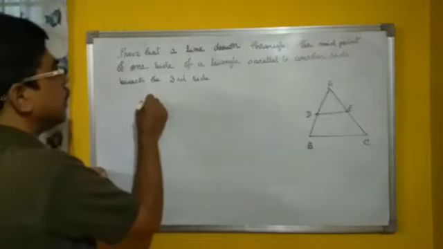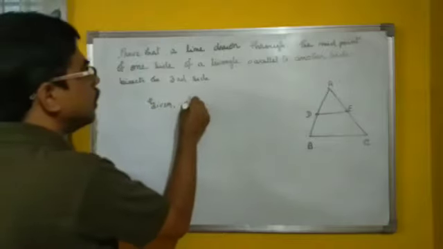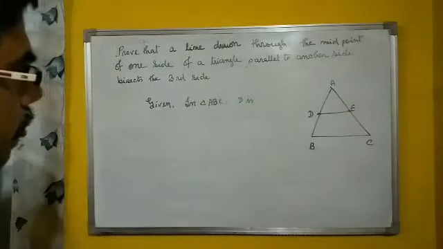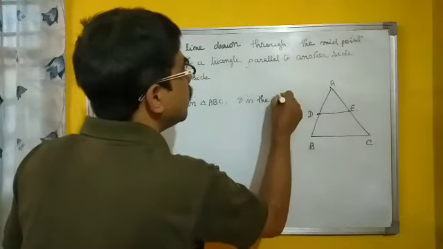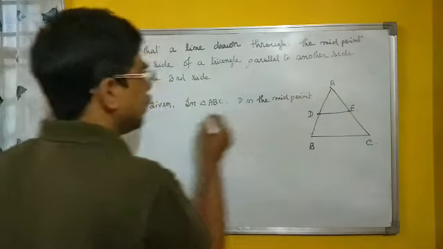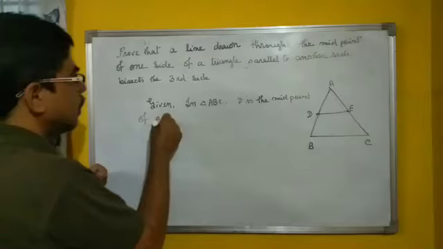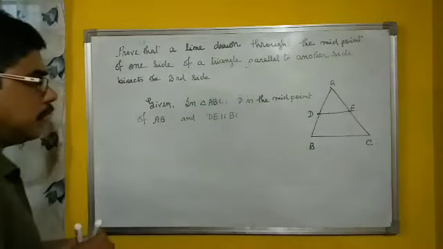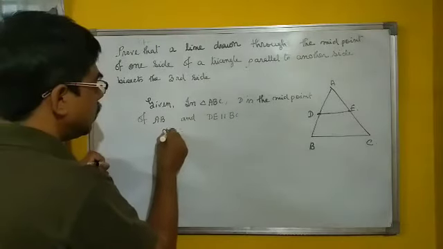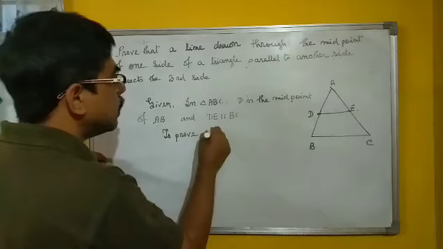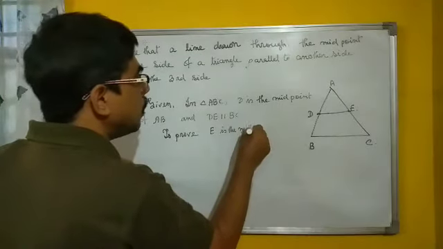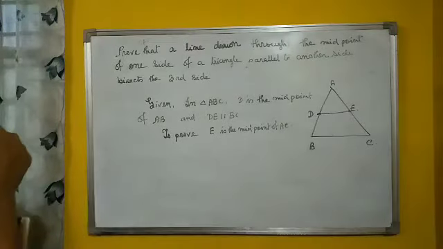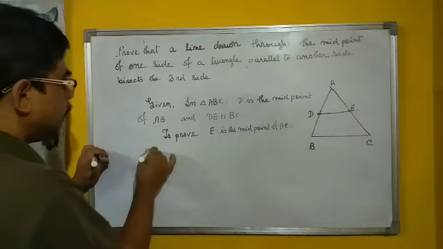So in the given part, you write: given, in triangle ABC, D is the midpoint of AB, and also given DE is parallel to BC. To prove: E is the midpoint of AC. So it is the converse of the midpoint theorem in class 9. So we will write the proof now.